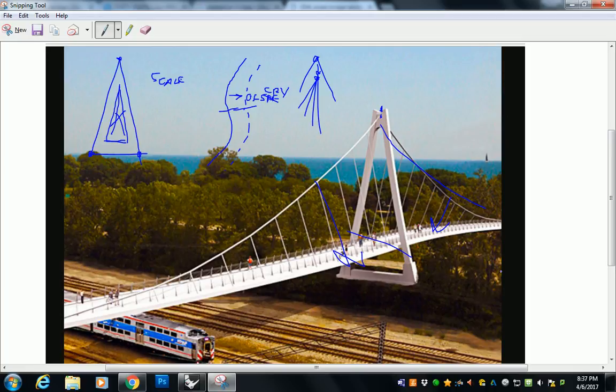So by Tuesday, I'd like you to have a bridge selected, and I'd like you to have thought through the steps that you're going to take in order to model it. Any comments, concerns, objections? No? All right, cool.